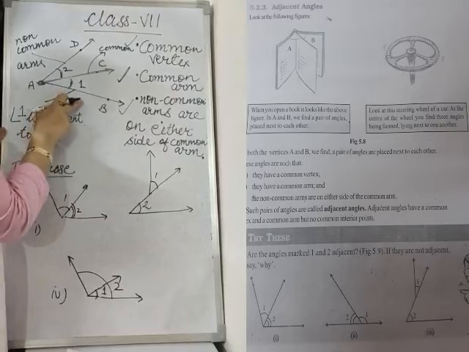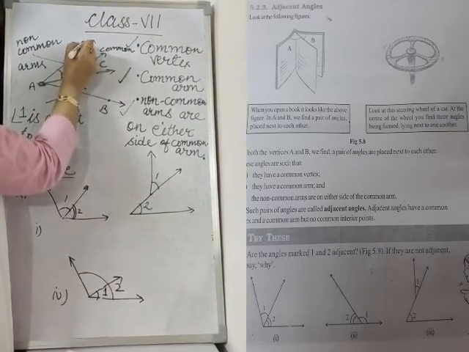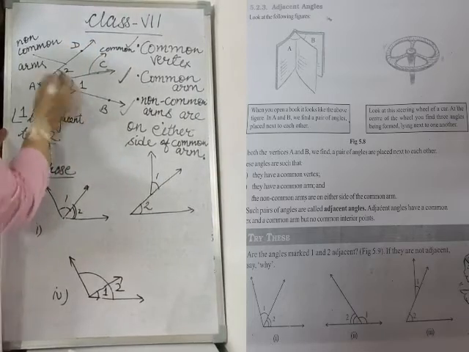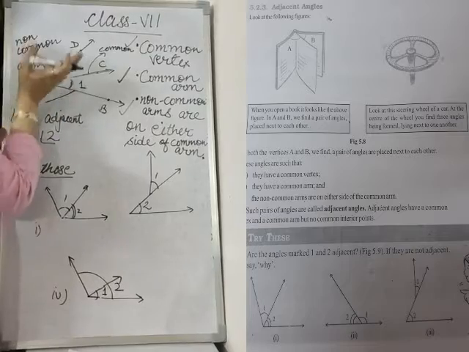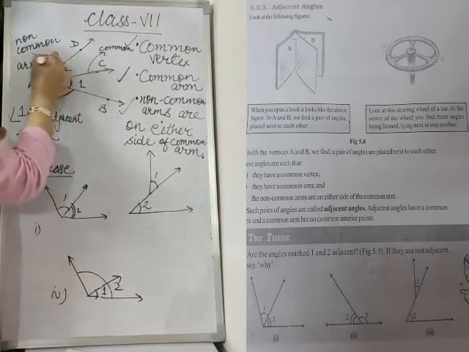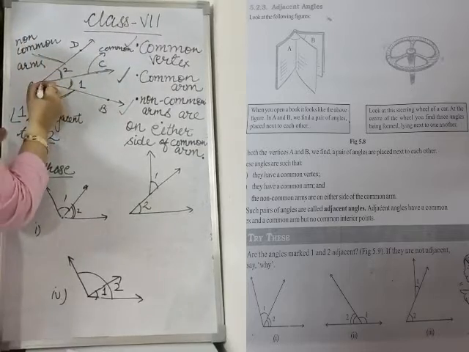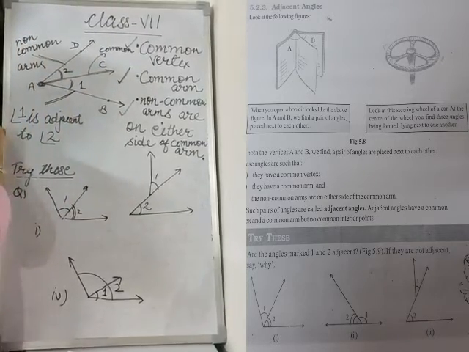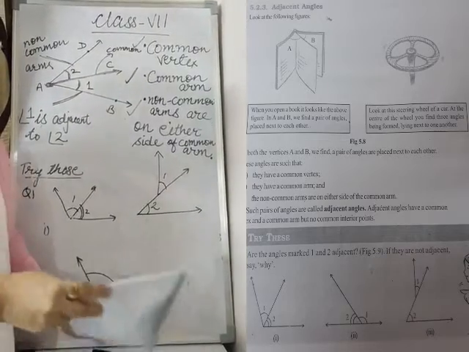So what is the rule for non-common arms? Non-common arms should lie on either side of the common arm. What is the meaning of that? That non-common arms should lie on the opposite sides of the common arm. Are you getting me? Now see this activity I am doing with a notebook.